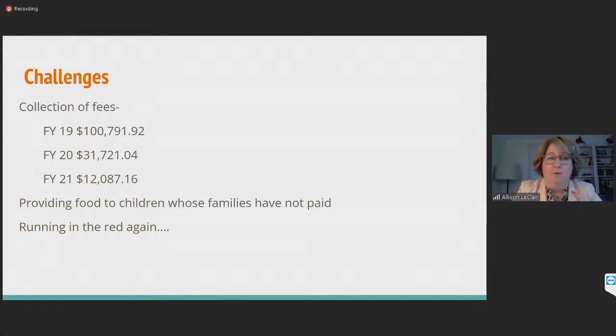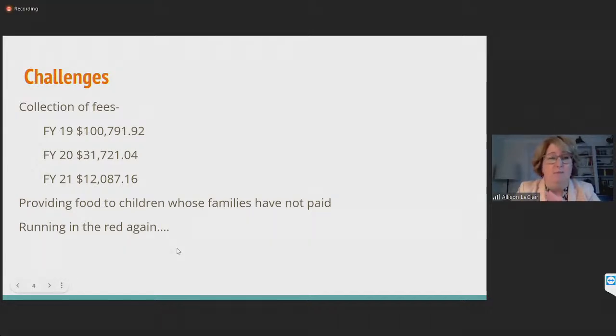We put burdens or caveats on students. They can't get their high school cap and gown unless their parents have paid their debt. They can't get their prom ticket unless their parent pays their debt. So it is a constant struggle to collect fees from families.